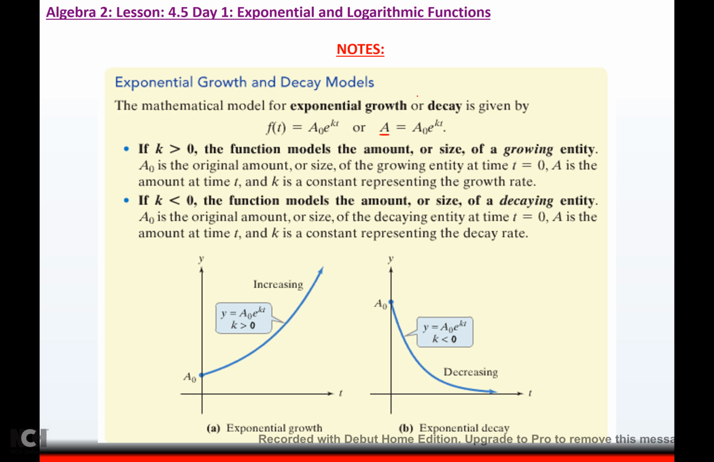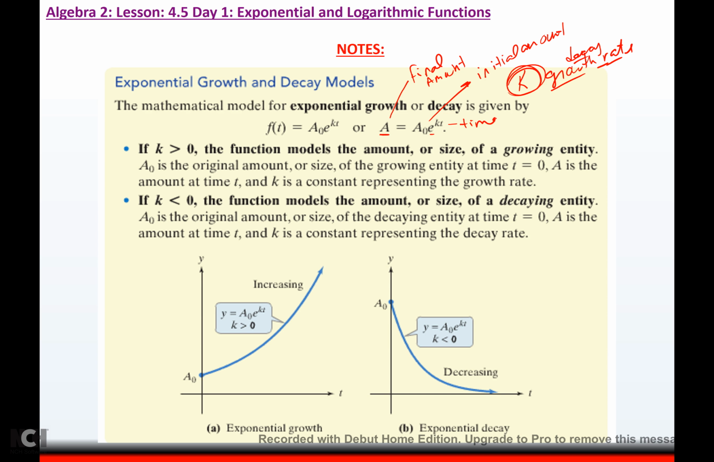Let's say we're talking about a population growing. A would be the final population or the final amount. A sub naught is the initial amount, always. E is just e, that constant, Euler's constant, 2.71 something. K is the growth rate, or decay rate, depending on if it's growing or decaying. What k describes is how fast whatever is growing will grow, or however fast whatever is decaying will decay. And then t, of course, is time.